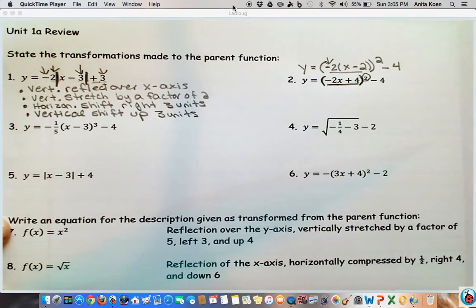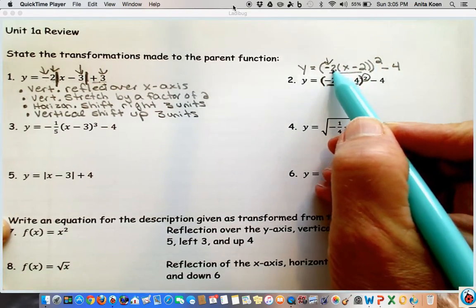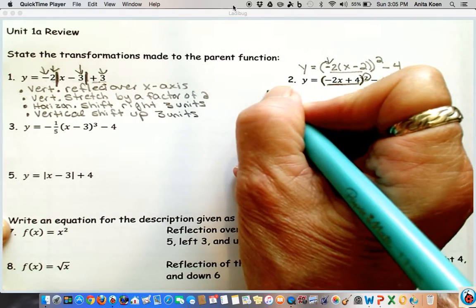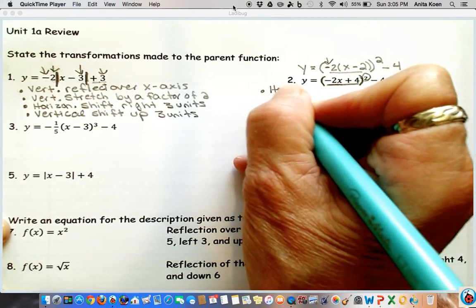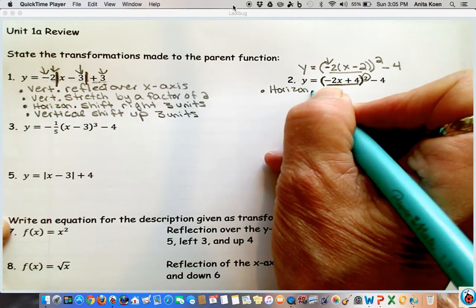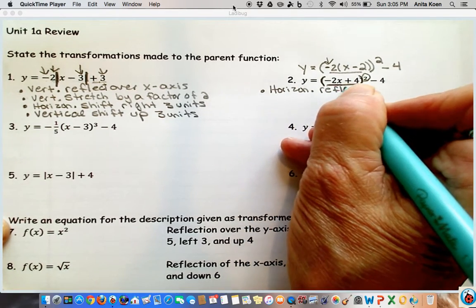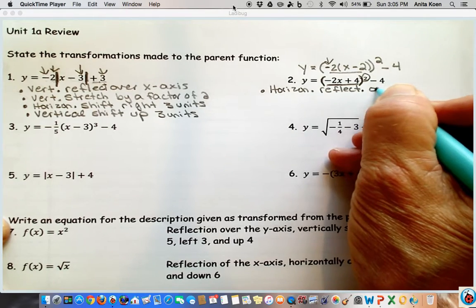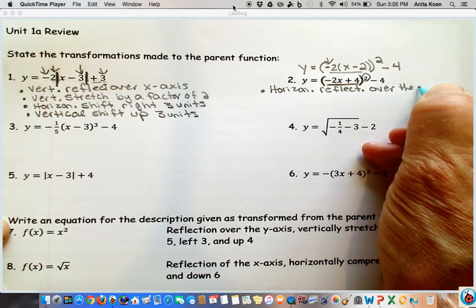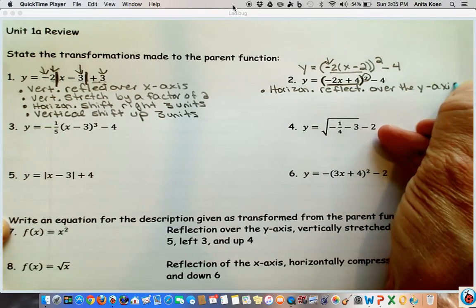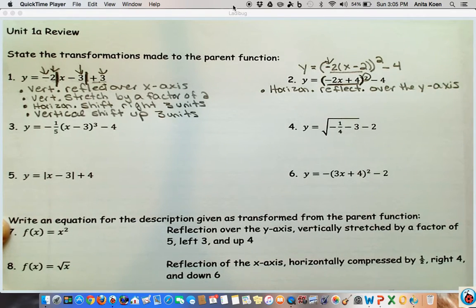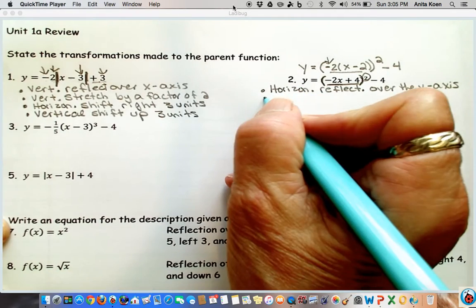This negative sign is on the inside of the function. So that's a horizontal change. So that's horizontal. It's a reflection because it's a negative sign. And that is over the y-axis because horizontal reflection goes over the y-axis.